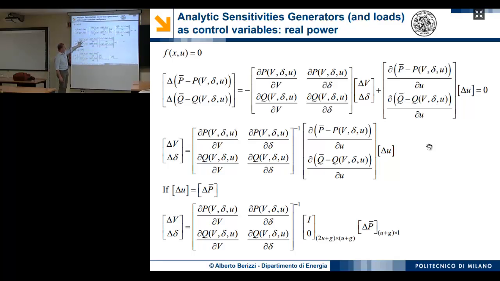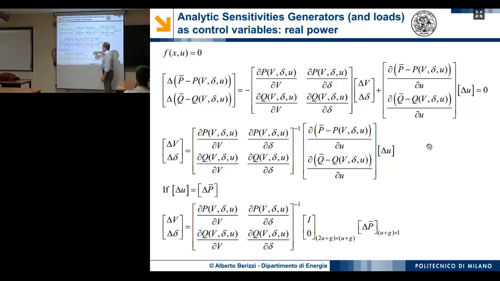In this case, okay, this is the Jacobian, and it's always the same. It's the well-known Newton Jacobian. This is the matrix of the derivatives of the power flow equations with respect to U. But now U, what is U now? U is the vector of the real power injections, that is this P, this and this. In particular, if I consider only the real part, it's only P, this one.